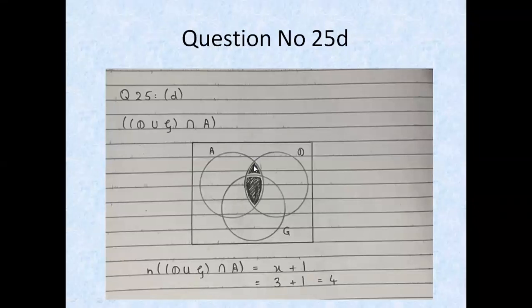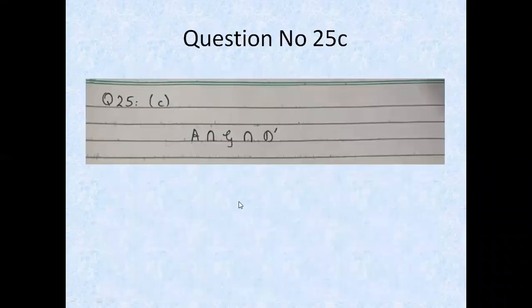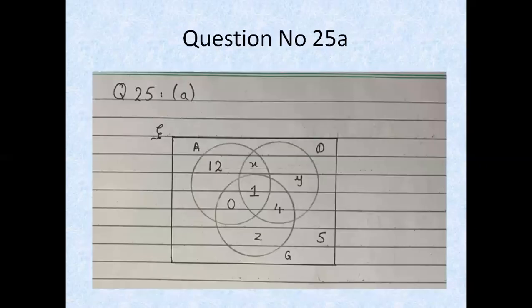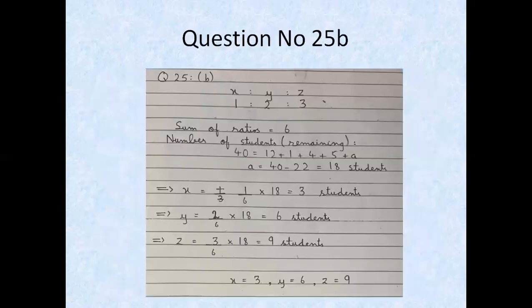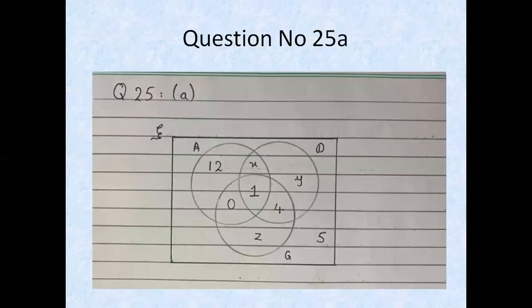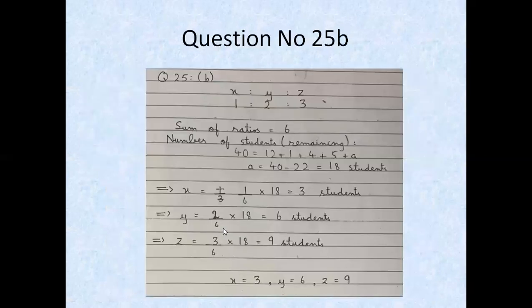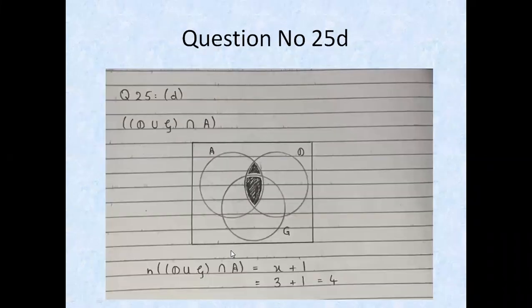So the members here are x plus 1, and that will be 4. We already know the value of x. This portion was 0 in the question; they have told us that this is 0. So this portion is x plus 1 plus 0. This is 0. So x plus 1, where the value of x is 3. So 3 plus 1 will be 4. Hopefully you understand.